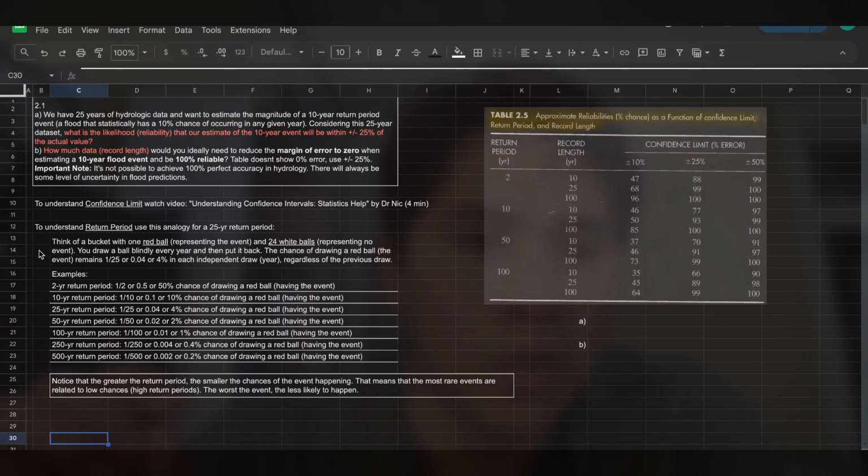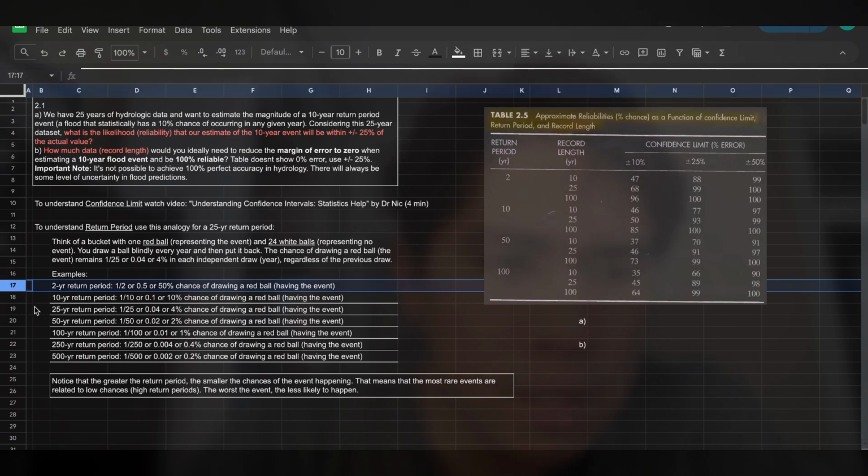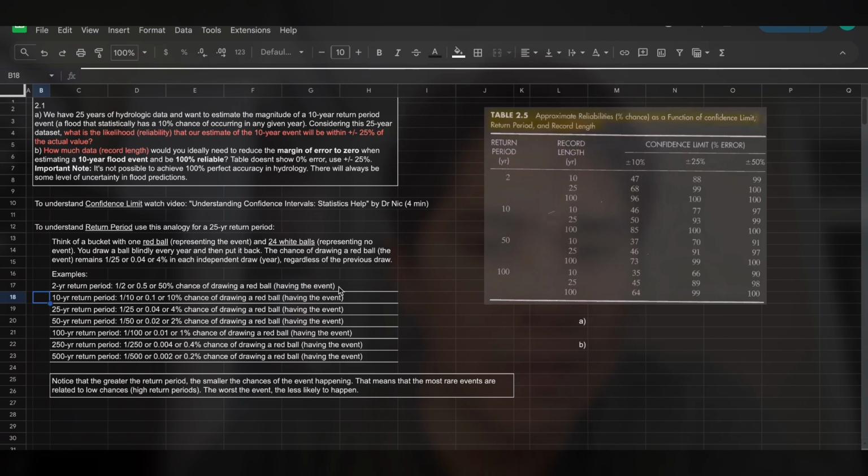In this example, you draw a ball blindly every year and then put it back. The chance of drawing a red ball, the event, remains 1 over 25, or 0.04, or a 4% chance in each independent draw, or year, regardless of the previous draw. So what does this mean? In these examples that I have here, the 2-year return period is 1 in 2 years, or a 50% chance of drawing a red ball or having the event. I hope this helps to understand.